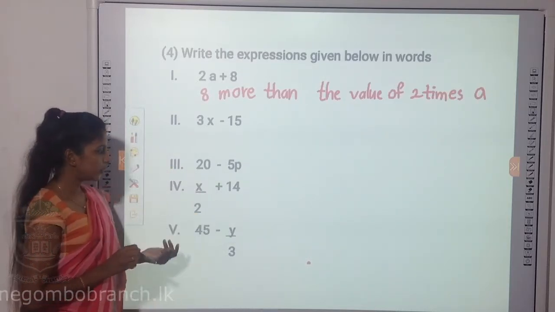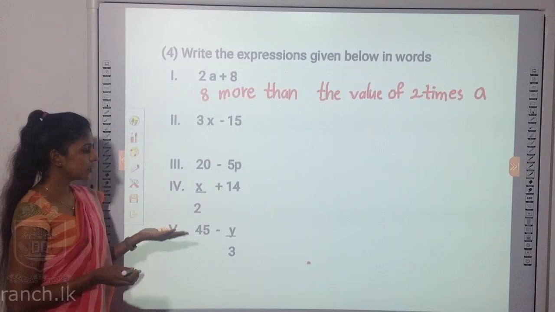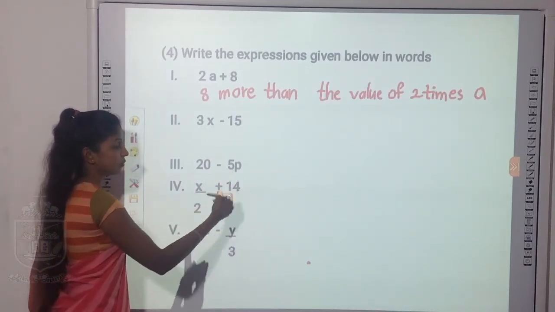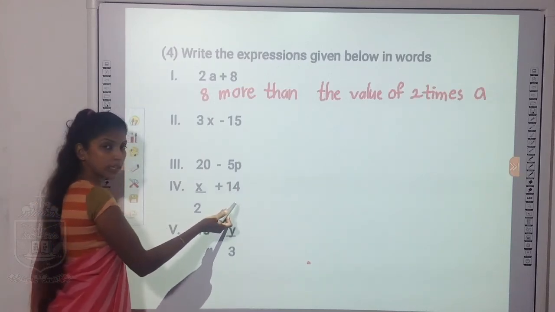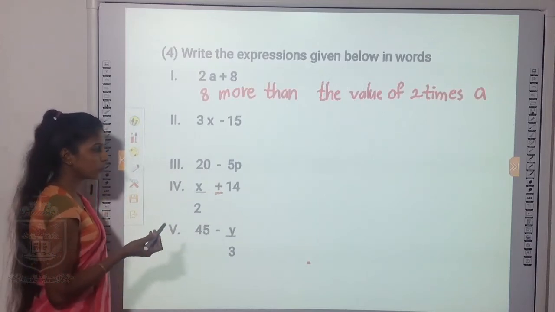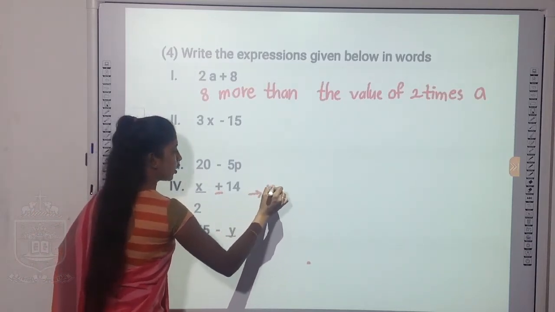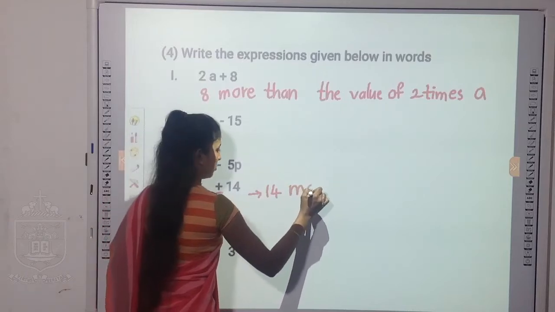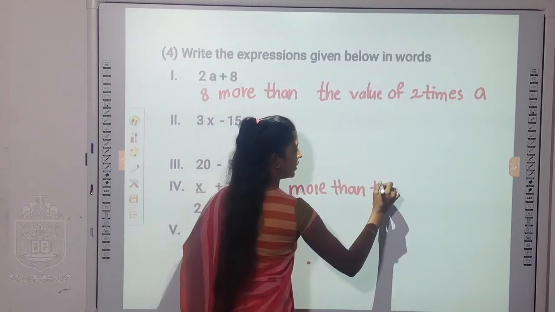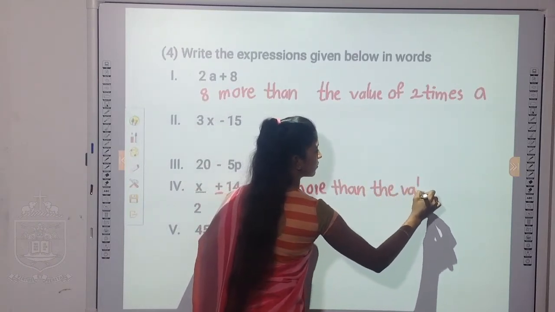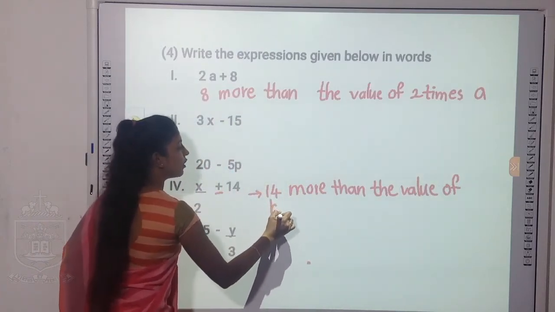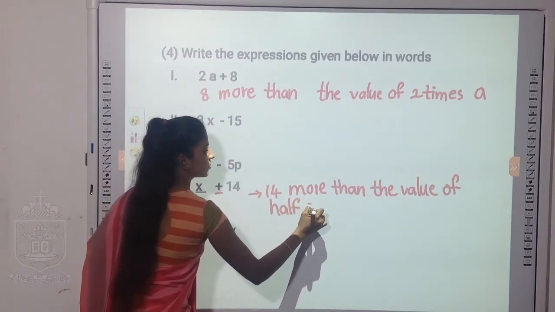20 minus 5p. Okay, here you can see a fraction, right? X over 2, that means half of x. So here you can build up the expression in words like 14 more than, since it is plus, right? I will write that like this: 14 more than the value of half x, right?